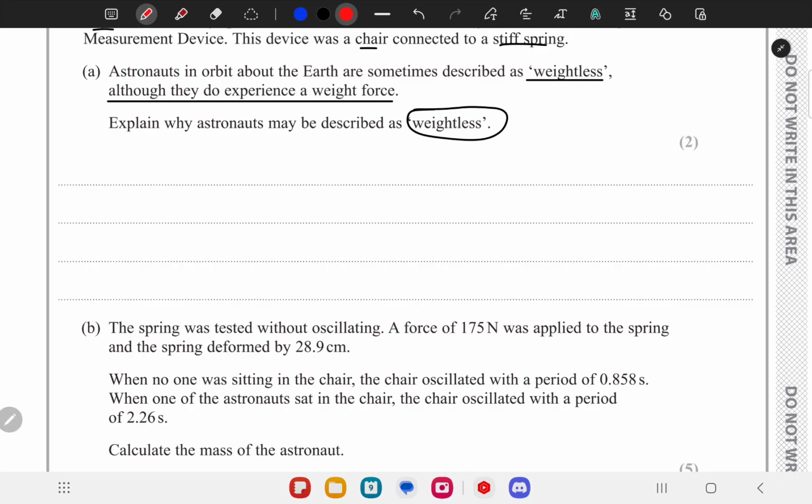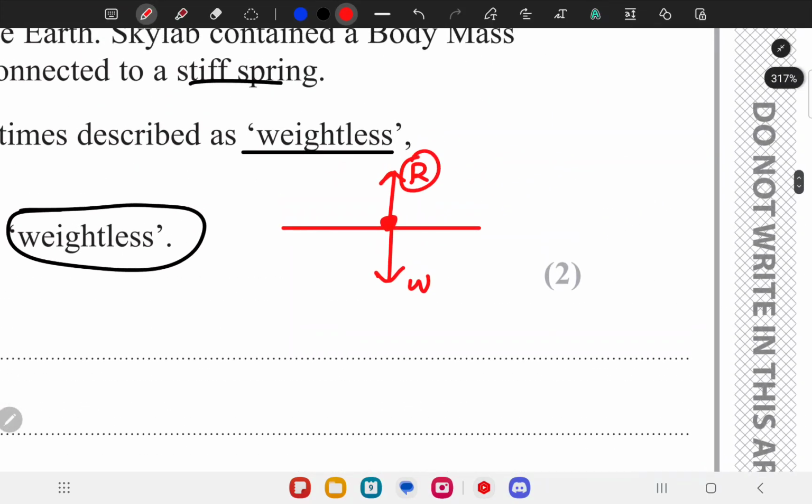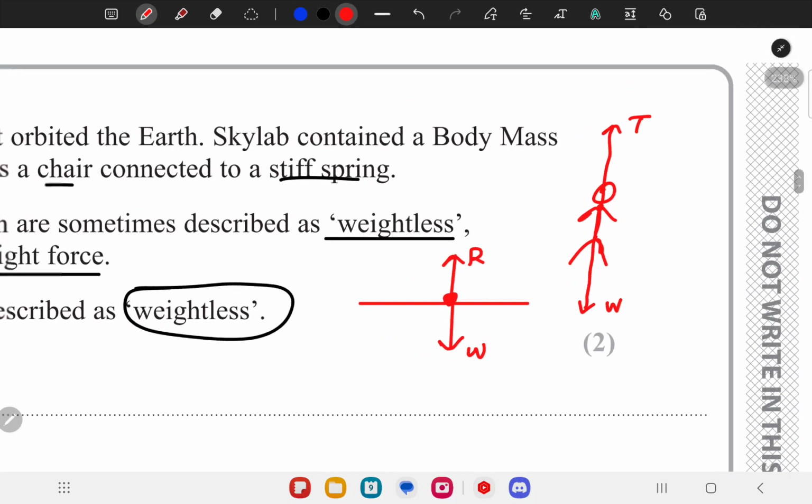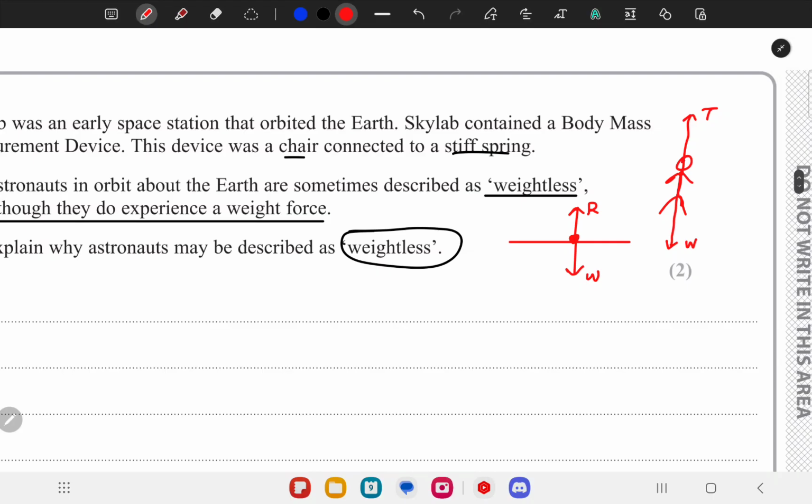Weightless is having no reaction force on you. The weight we feel is not our weight, but the reaction force. So if this was our weight, this would be our reaction force, the reaction force on us. This is the force we feel. If you were hanging on a rope, for instance, instead of the normal reaction, it would be the tension. The tension would be equal to the weight if you weren't accelerating. However, if you were in free fall, with no other forces on you, you wouldn't feel your weight. You would feel like you're floating.